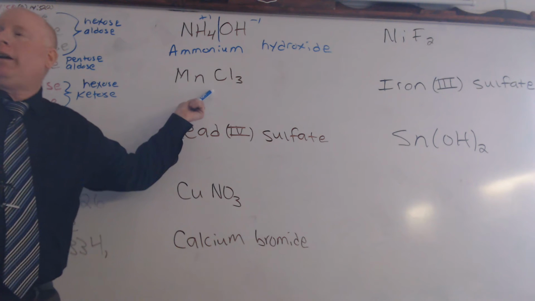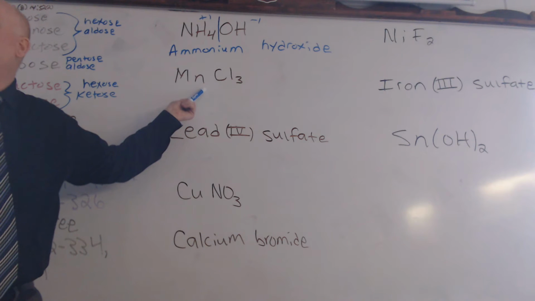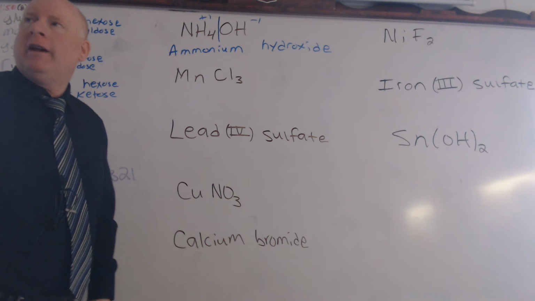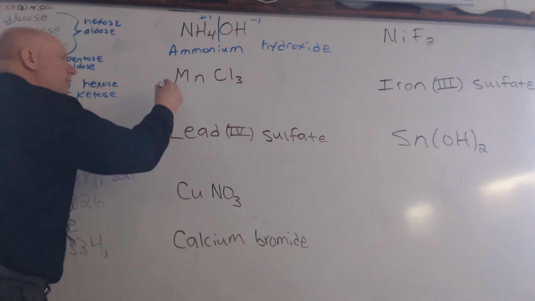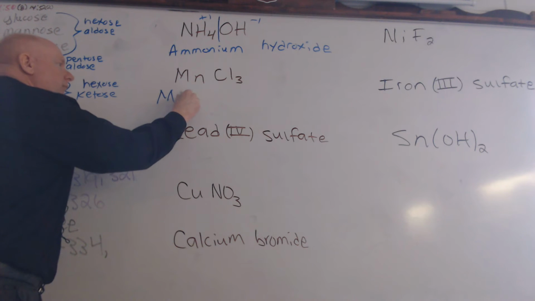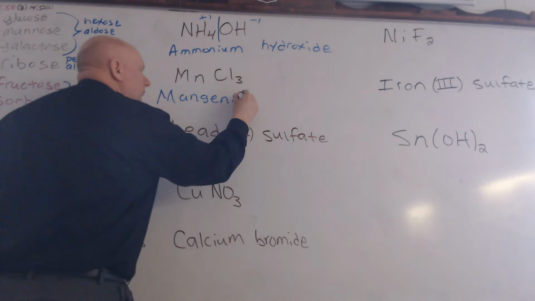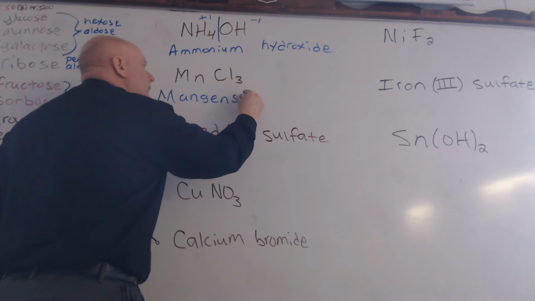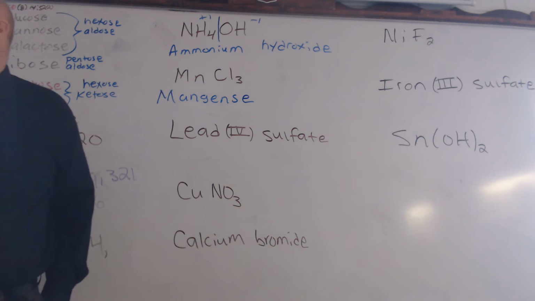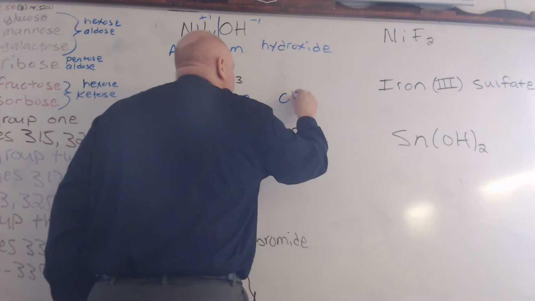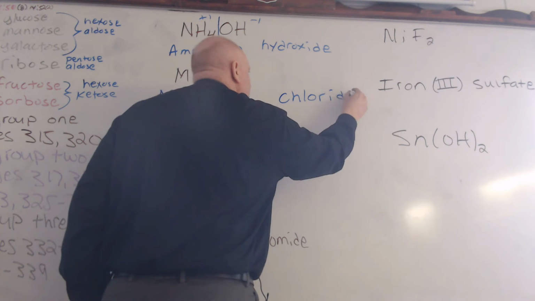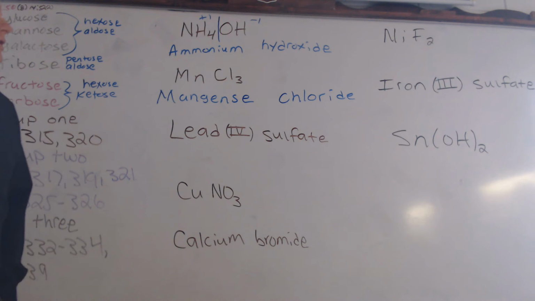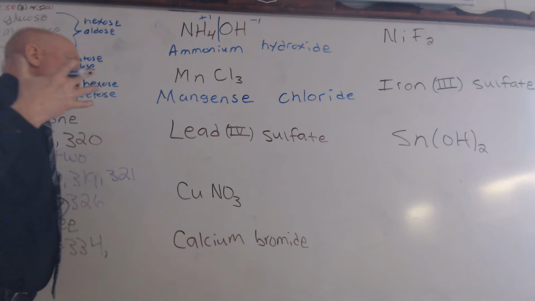Does this have any polyatomic ions in it? No, it doesn't. These are both monoatomics. So, what is Mn the symbol for? I think there's only one S in manganese. Notice we didn't write chlorine. Why is that? Because it's ionized. So, we say go by your negative ions.